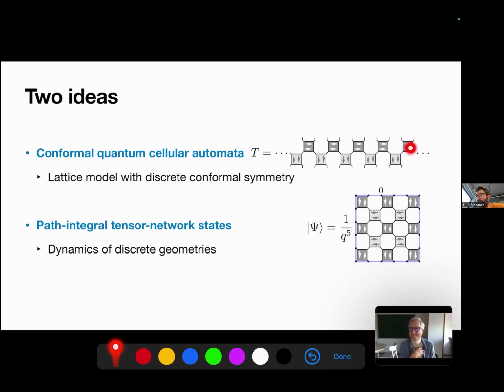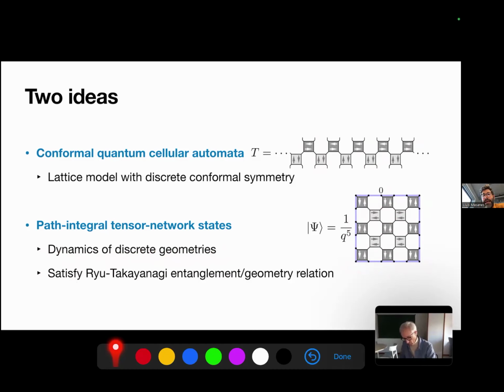When you act with this evolution operator on this state, then you get a different tensor-network state. So with this type of states that have the same unitaries as the dynamics, the nice thing is that one tensor-network state evolves into another tensor-network state. So you have a dynamics of discrete geometries. We will see later that this dynamics has some features of gravity, of classical general relativity. We will also see that these geometries satisfy the Ryu-Takayanagi relationship between entanglement and geometry. I'll explain this later, but this means that the geometry of this tensor-network state is related to the entanglement of this quantum state of the spin chain.